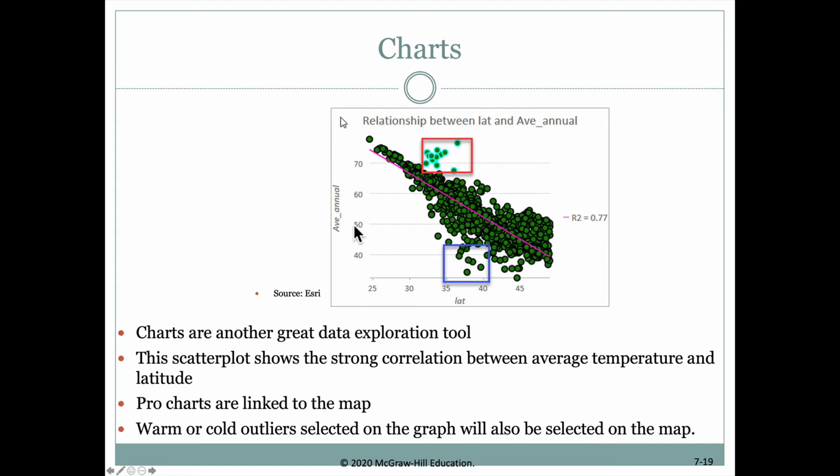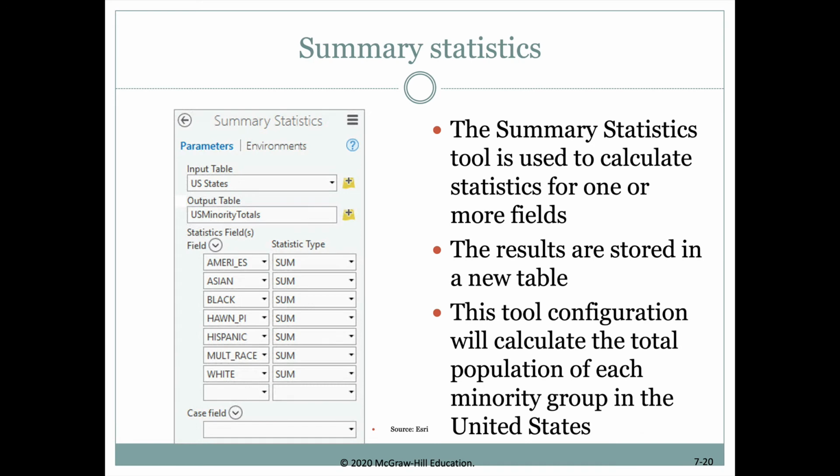One of the other nice things in ArcGIS Pro is that this type of information is linked to our map. So, for example, if we selected these points up here, these are locations where the temperature is higher than the expected annual temperature for this latitude, and then we could see where those points are in the map. And the same with colder areas. Those would be ones well below that line, where the average annual temperature is much lower than would be expected at a particular latitude. So we can explore the data by looking at how our charts are linked to our maps.